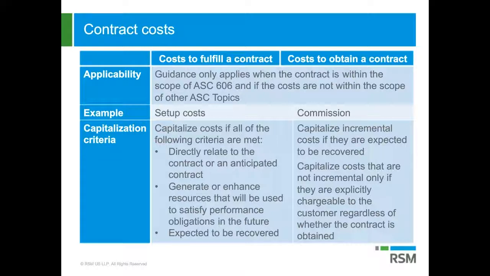Now, the notion of incremental here under 606 is cost that would not have been incurred if the contract was not entered into. So it doesn't include the cost of negotiating contracts or things like that. It's just the cost that would not have been incurred if the contract had not been entered into.